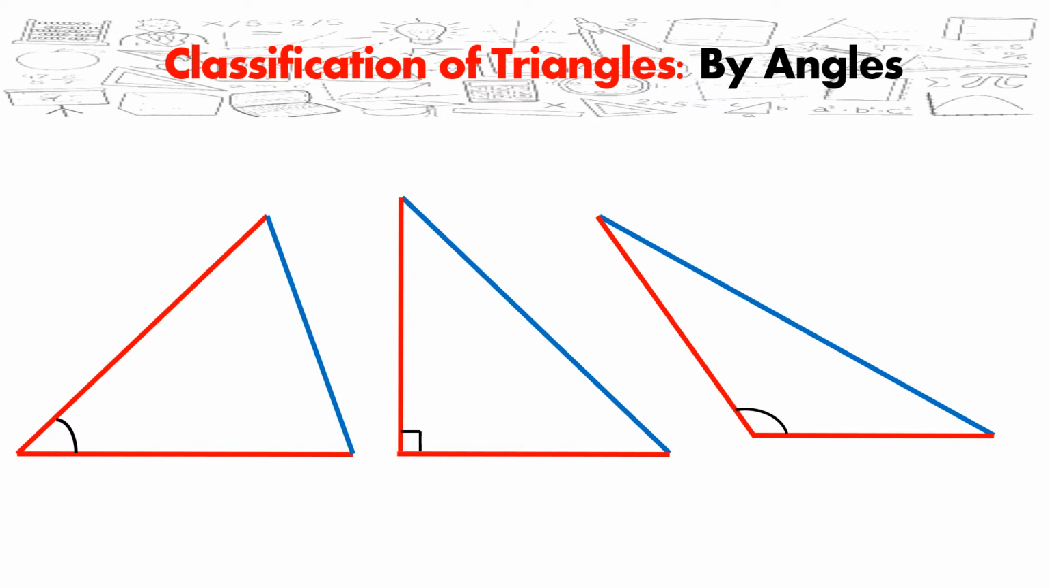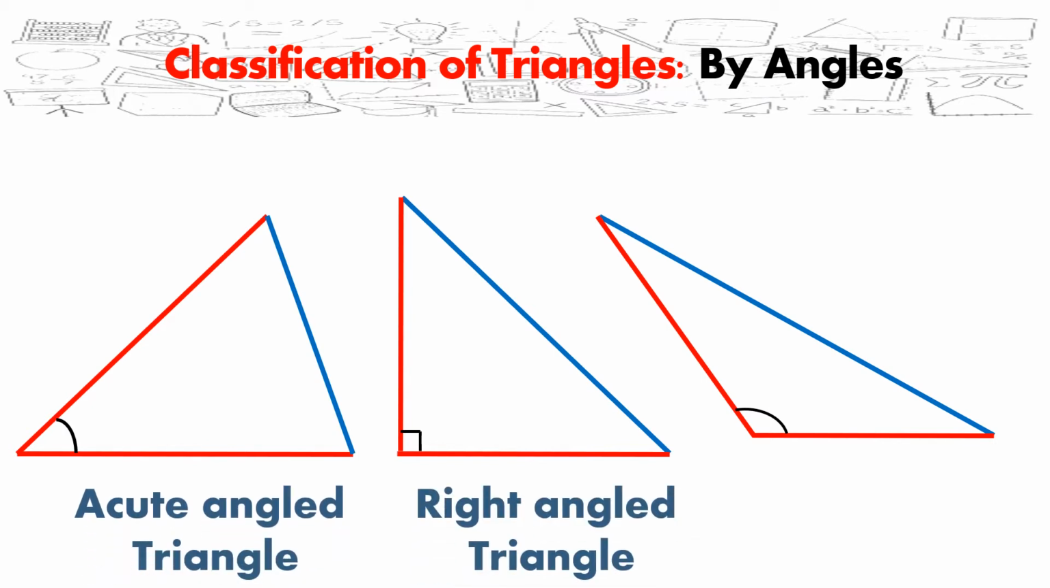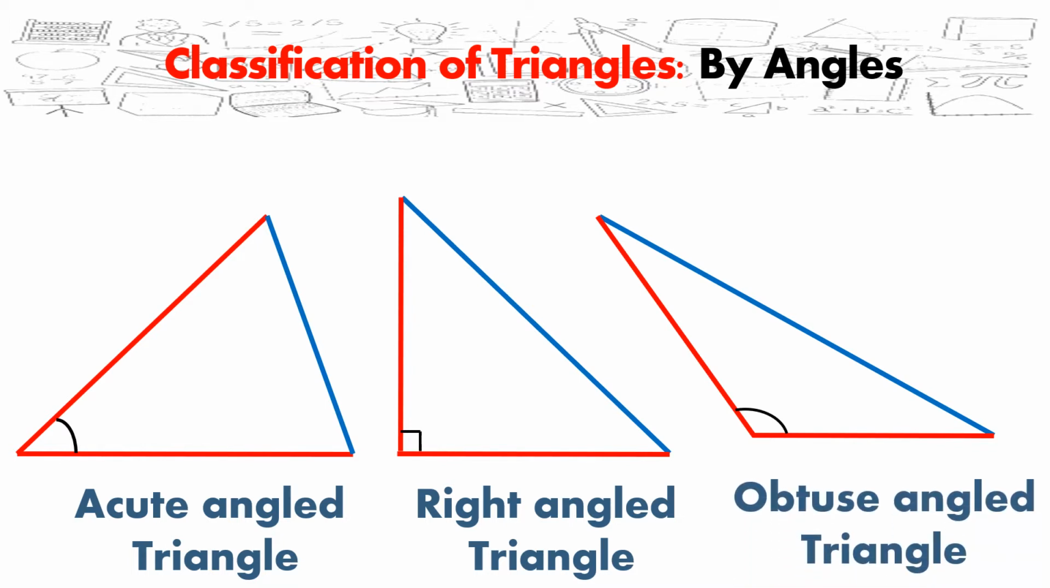So, when we join the arms of an acute angle, we get an acute angled triangle. When we join the arms of a right angle, we get a right angled triangle. And yes, when we join the arms of the obtuse angle, we get an obtuse angled triangle.